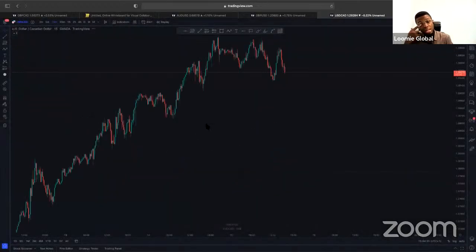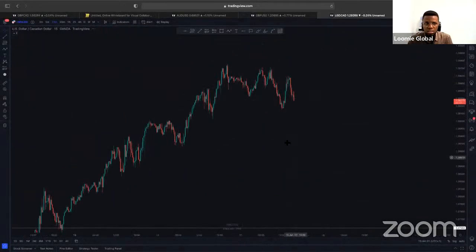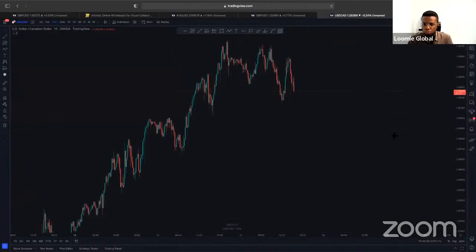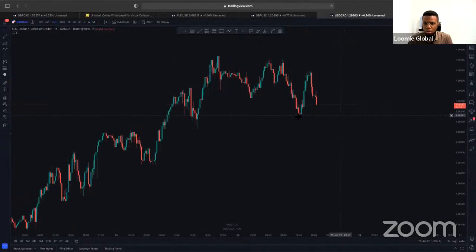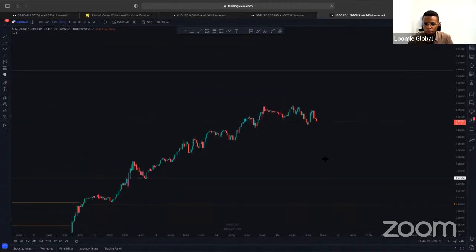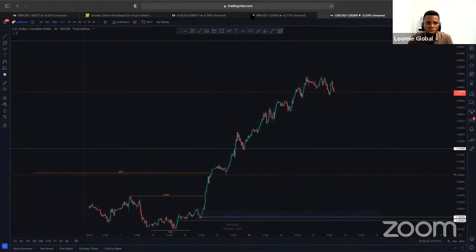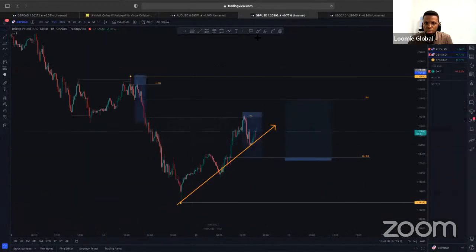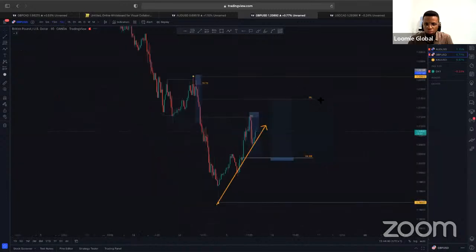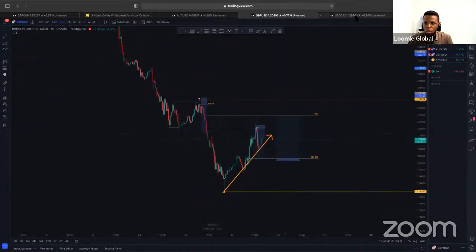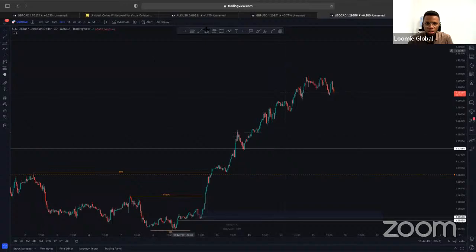USD CAD has the dollar as its base currency. And on the 15-minute time frame, oh, this is even moving in the same direction. Let me see a much higher time frame. So look at it now. On the 30 minutes on USD CAD, you can see that we have a massive push to the upside, very massive push to the upside on USD CAD.